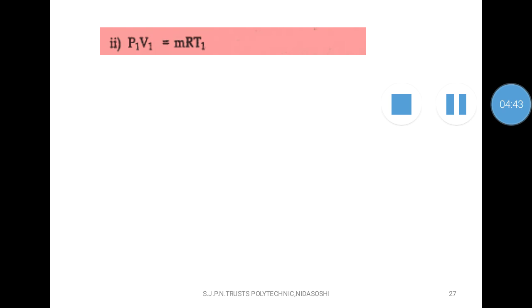Next, second, we have to find the mass of the gas. We know from the characteristic gas equation, PV is equal to mRT. Here we are using initial conditions, P1 V1 is equal to m R T1. So after solving this, m is equal to P1 V1 divided by R T1. Now you have to simplify the expression for m. P1 we know the value, V1 we know the value, R we know the value, and T1.